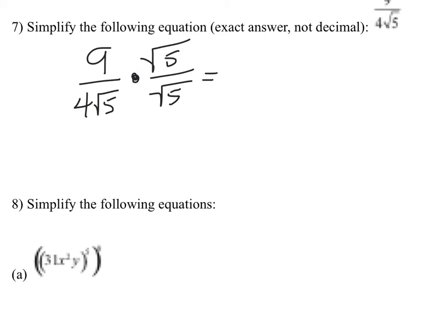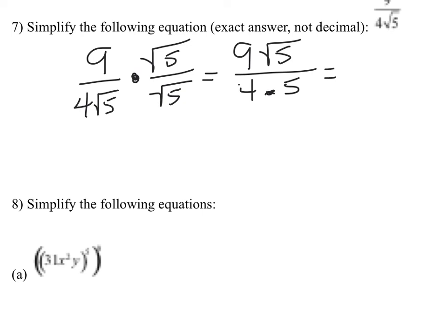Okay? And so now in the numerator, when we multiply across, we get 9√5. And in the denominator, we get 4 times 5, because root 5 times root 5 is 5. That's why we do that, so we get a whole number in the denominator.